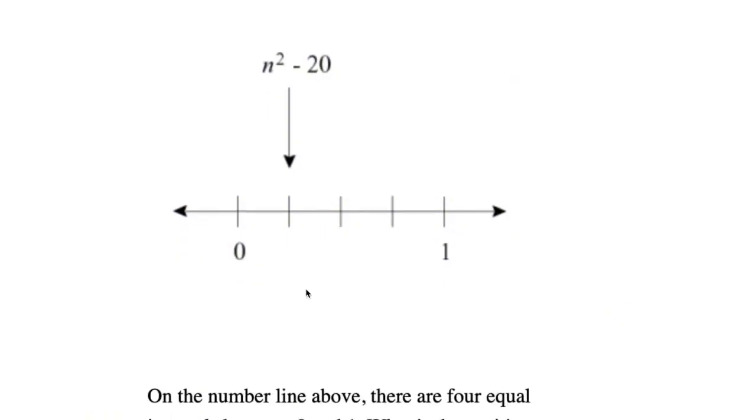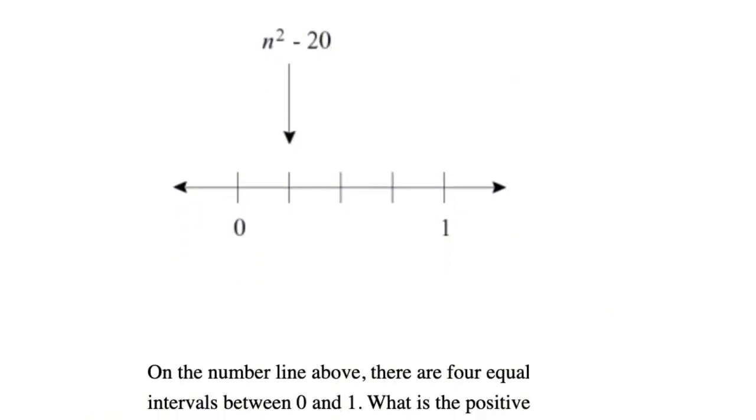But it says there are 4 equal intervals between 0 and 1, so what we can assume is that each of these intervals are equal to each other. So between 0 and 1, you got 4 parts, so this must be 1/4. If you'll let me write, 1/4, 1/2, and 3/4. Okay, and we got this giant black arrow pointing to 1/4, 4n squared minus 20.